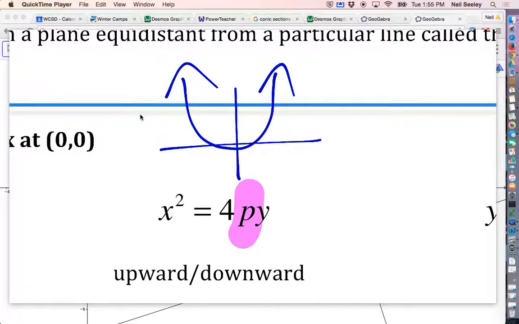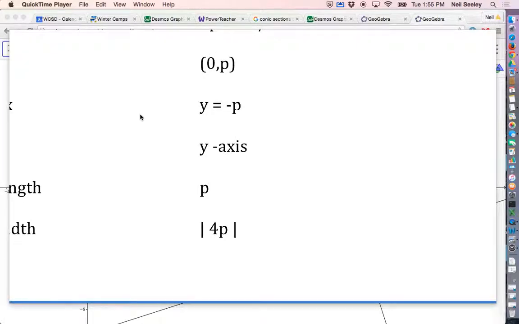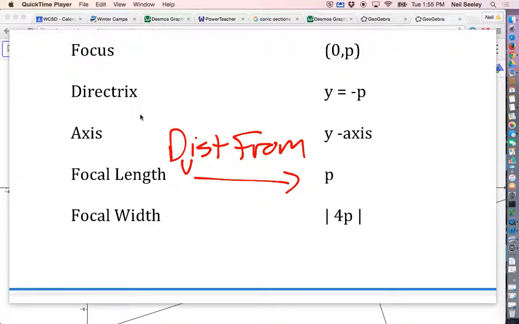So I'm going to go down yonder. Check it out. It's on this sheet. There's a whole bunch of information. But P right here, it's the focal length. And then the focal length is really just the distance from the vertex, you got to know what that is on your parabola, it's the same as it's always been, to the focal point. That's it. Easy enough. It's all about that.